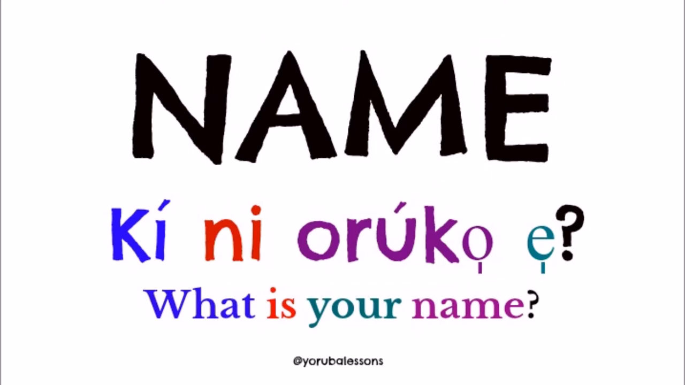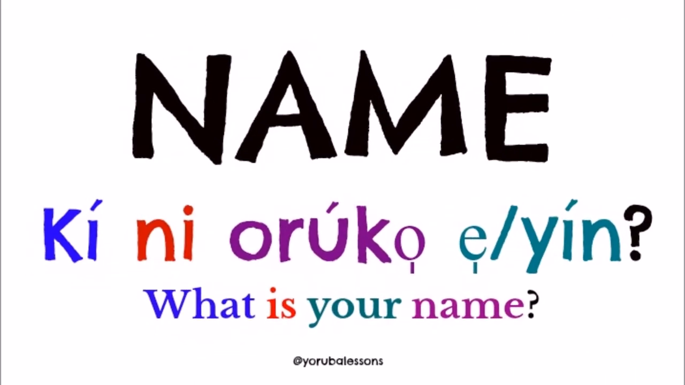The first thing that you would want to mention when you're introducing yourself would of course be your name. So if you want to ask for what someone's name is, if the person happens to be younger than you or the person happens to be your age mate, you would say Kini oruko e. That is if you're engaging in a direct conversation with them. Kini oruko e. What is your name?